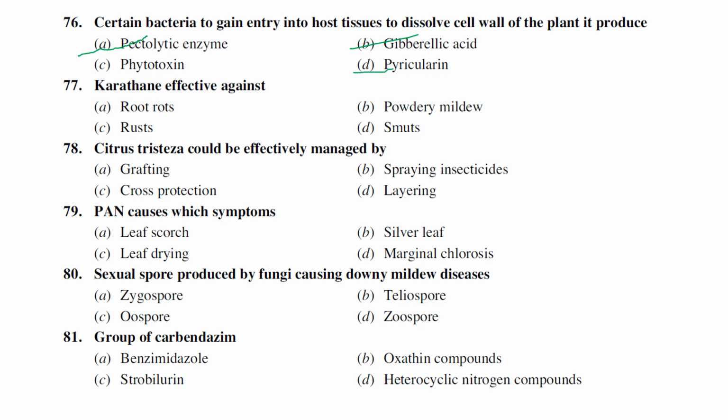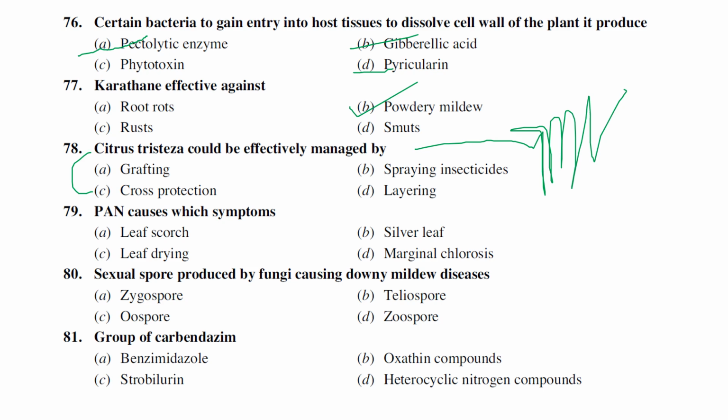Next one is Karathane is effective against. Karathane is a group of fungicide that is generally effective against the powdery mildews. This Karathane group of fungicide is especially recommended for powdery mildews. So the next one is citrus disease could be effectively managed by. Generally, there is a technique called cross protection technique, in model paper 16 or maybe 15 also I have discussed. Originally it was developed for TMV, but nowadays we are exploiting it against citrus tristeza virus. So this cross protection technique is very effective against this citrus tristeza virus.